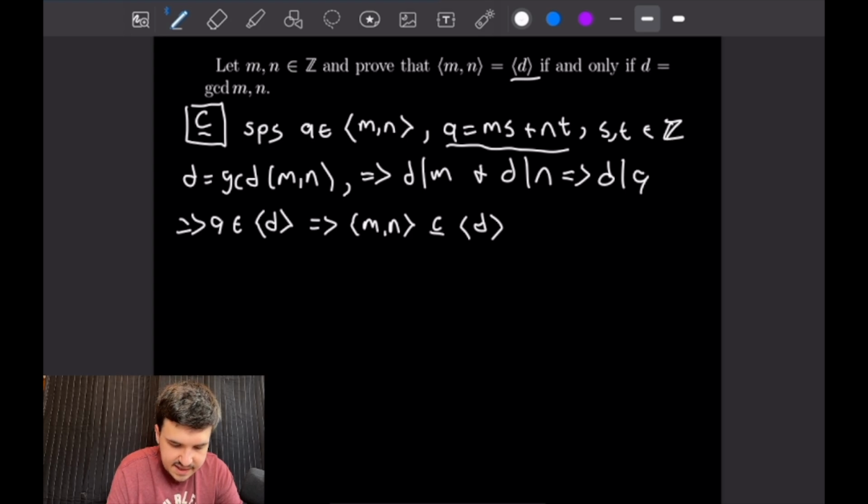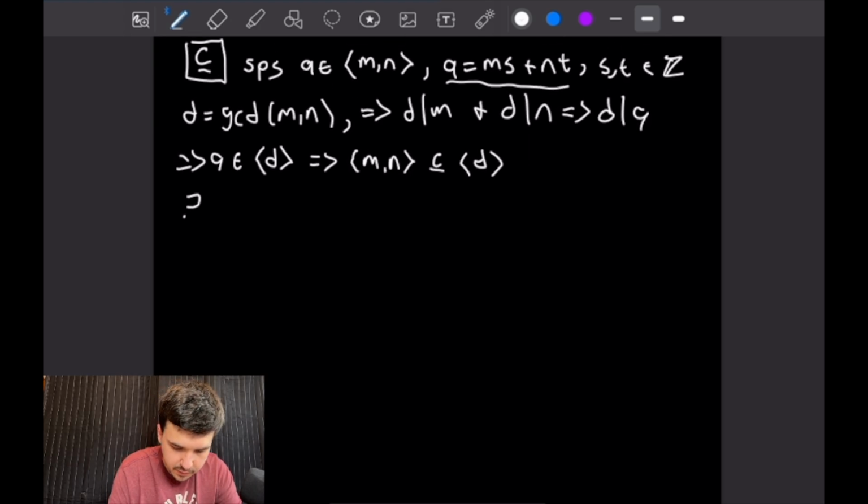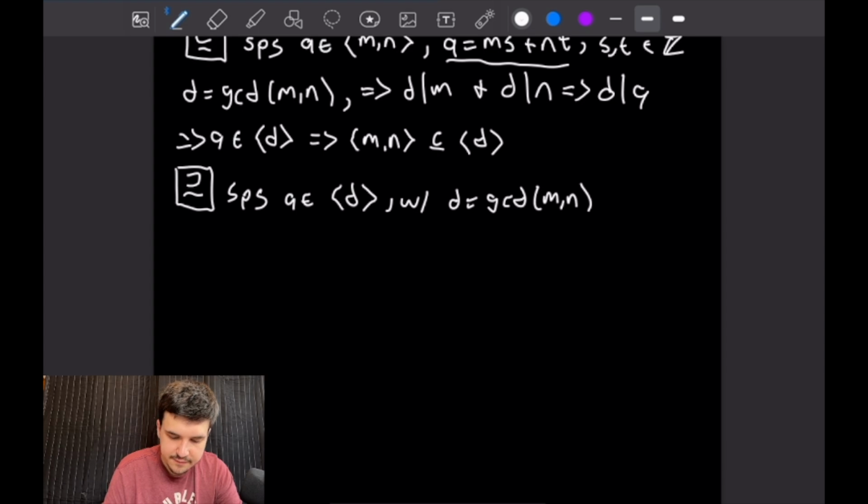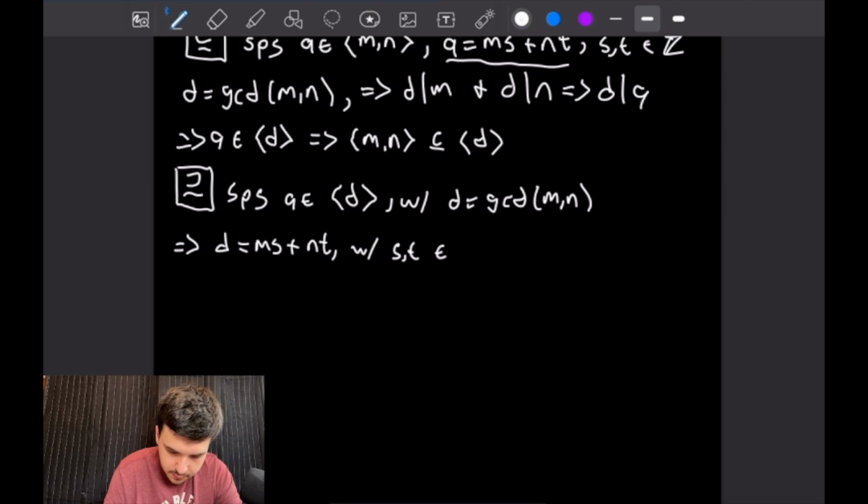So now let's go ahead and get into the reverse proof here. And we're going to do that by supposing that we have some element a in the set generated by d, where d is equal to the GCD of our m and our n here. Great. So now we're just going to use the definition of the GCD here. So that means that we can write d in the following way, where d is equal to m times s, and then we'll do plus n times t, with our s and t being integers here.